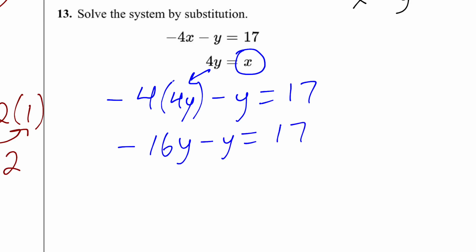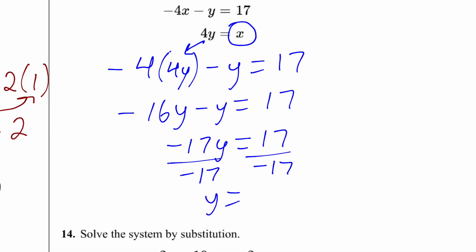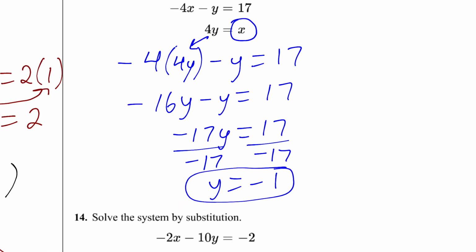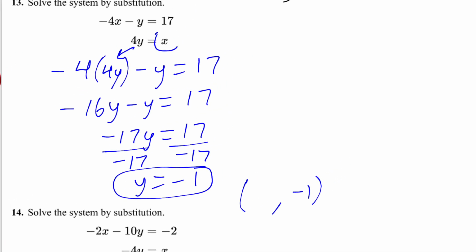I combine like terms. I add negative 16 minus 1, and I get negative 17y. I divide by whatever's in front of the letter, and I get y is equal to negative 1. So if I think about my eventual answer, that negative 1 is going to go right here, in the y position. Next up, let's choose the smaller equation, that's this one, and bring it over here.